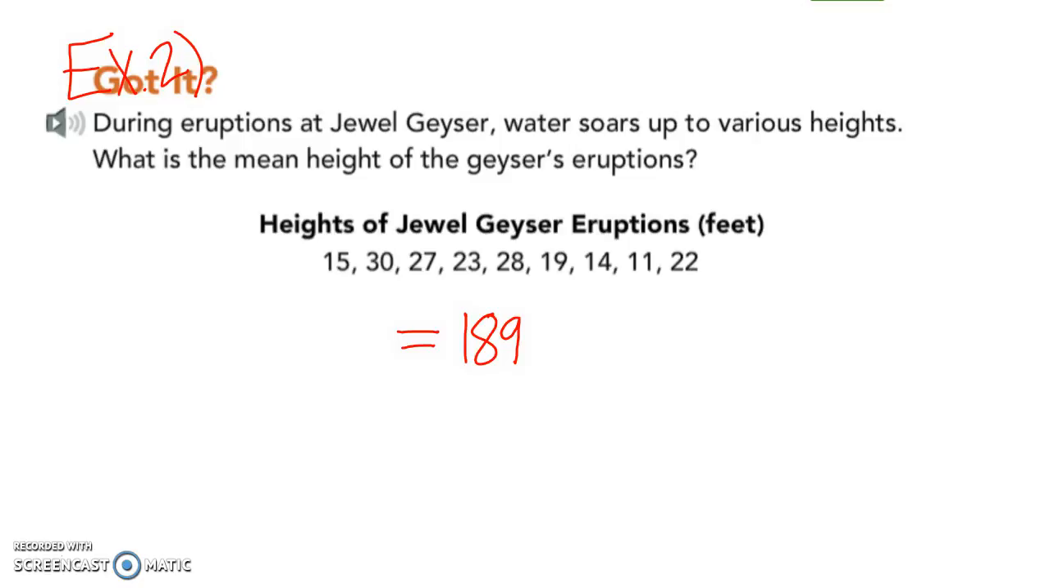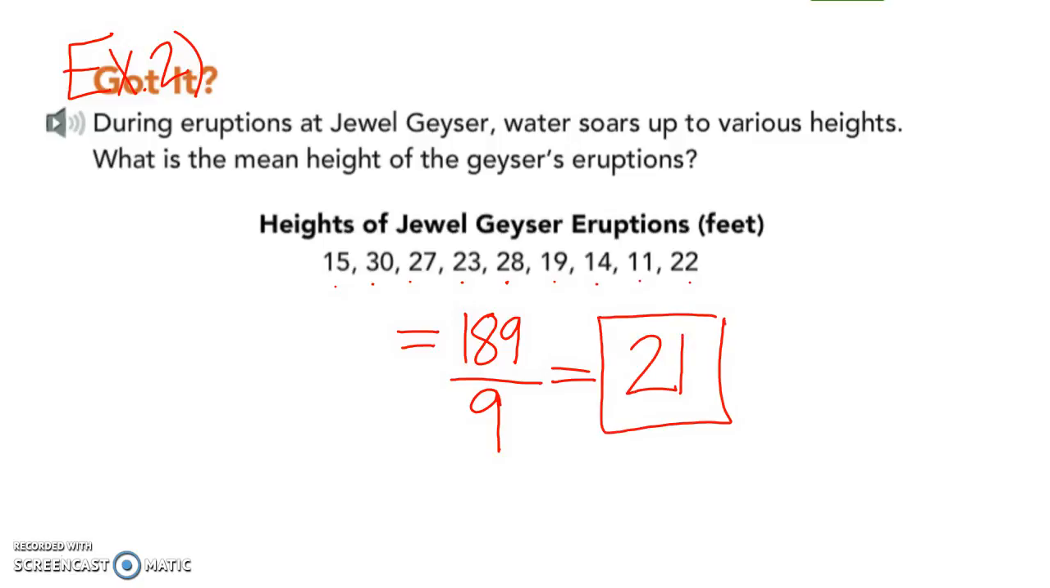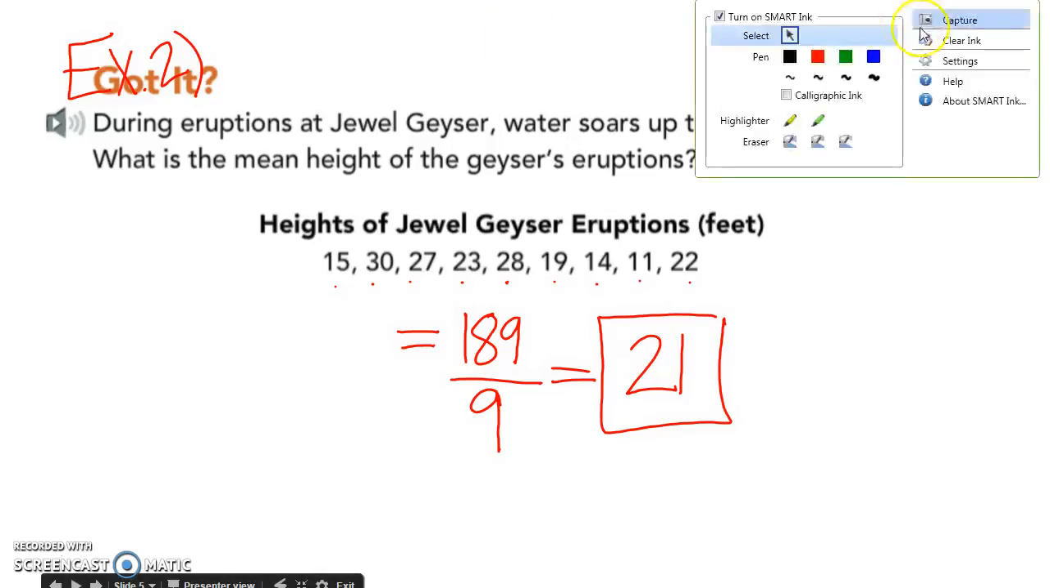Now, for the mean, I add up all the numbers in my data set, then I divide by how many numbers are in my data set. So I count 1, 2, 3, 4, 5, 6, 7, 8, 9. I have 9 numbers in my data set, so I divide by 9. So 189 divided by 9 gives me 21. So my mean is about 21 feet. Okay, so I would expect the next geyser eruption to be about 21 feet high.